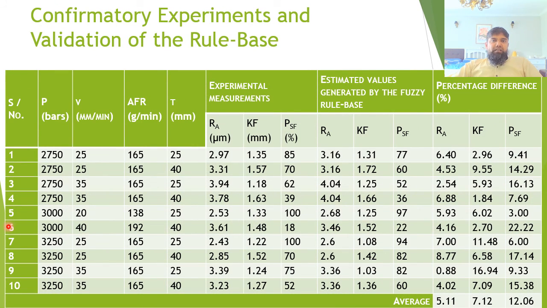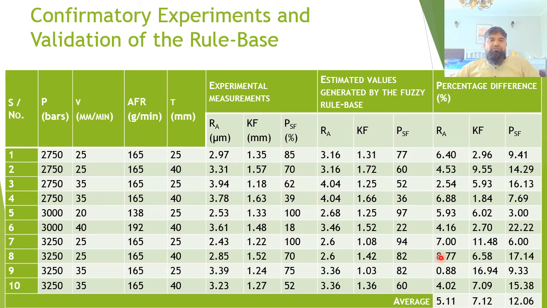In order to validate the predictability of the developed fuzzy rule-based system, additional 10 experiments of water jet cutting process were performed. The new values for jet pressure, traverse speed, and abrasive flow rate were employed. The rule-based system was used to predict the values of the three responses against the 10 combinations of the predictors. The estimated values are compared with the actual measured values of the responses as shown in the table, and the percentage difference for each run was calculated, and average for all the runs was also computed on the right side of the table.